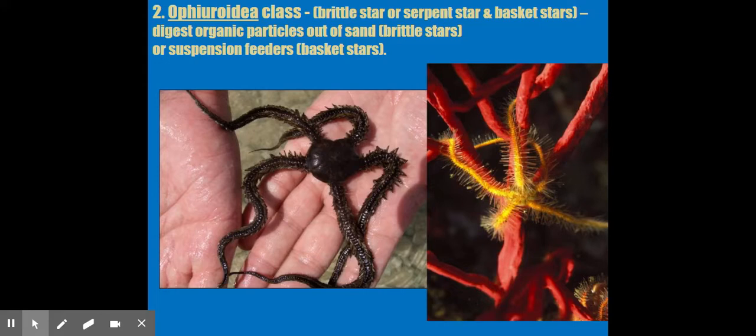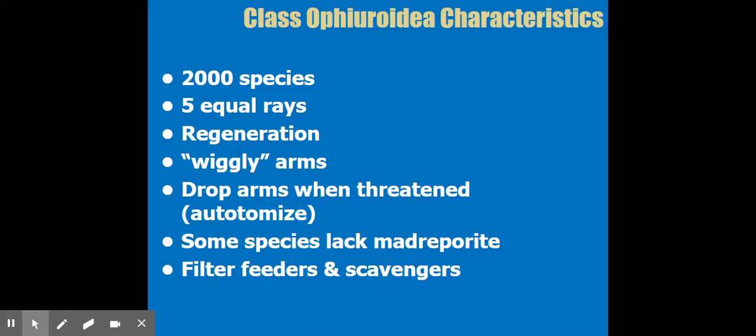Sometimes they can be hidden really well, like in holdfasts of kelp. So here are some characteristics of class Ophiuroidea. There are about 2,000 species. They have five equal rays, these wiggly arms that look like worms. They can also regenerate these arms as long as their central disc is intact.